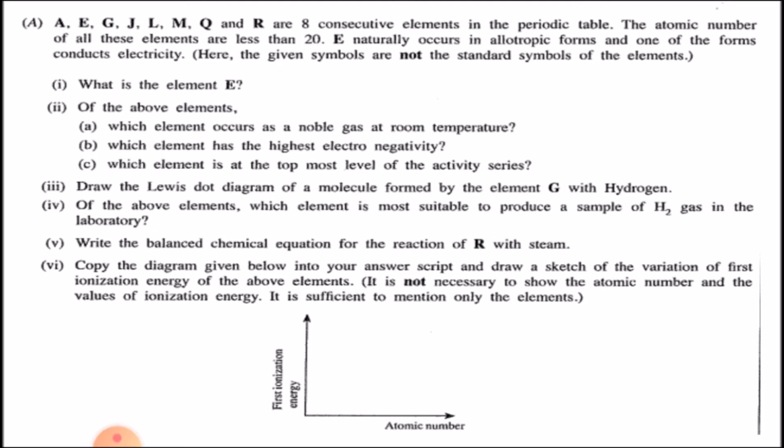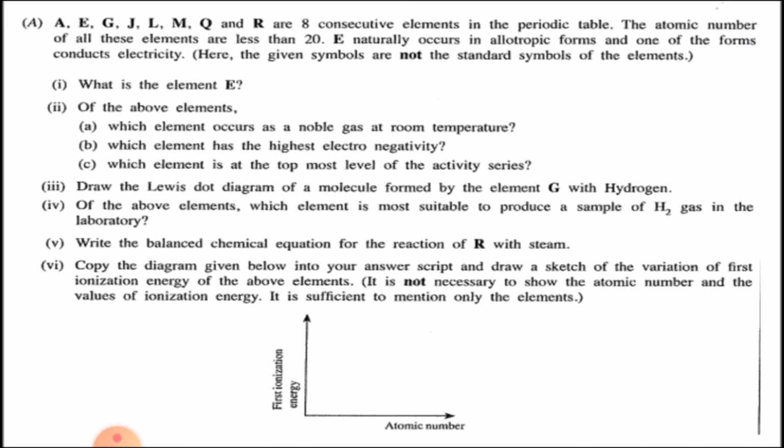A, E, G, J, L, M, Q and R are 8 consecutive elements in the periodic table. The atomic numbers of all these elements are less than 20. E naturally occurs in allotropic forms, and one of the forms conducts electricity. Within brackets, the given symbols are not the standard symbols of the elements. First question, what is the element E?